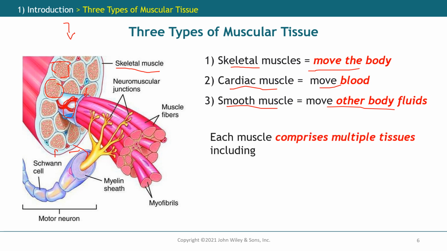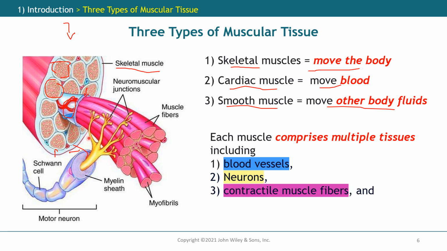Here you can see, as I said before, that each muscle comprises multiple tissues, including blood vessels, as I showed you here. Also neurons, remember, as I showed you here, and contractile muscle fibers here. And we will talk about all these connective tissues that are surrounding each one of these fibers.